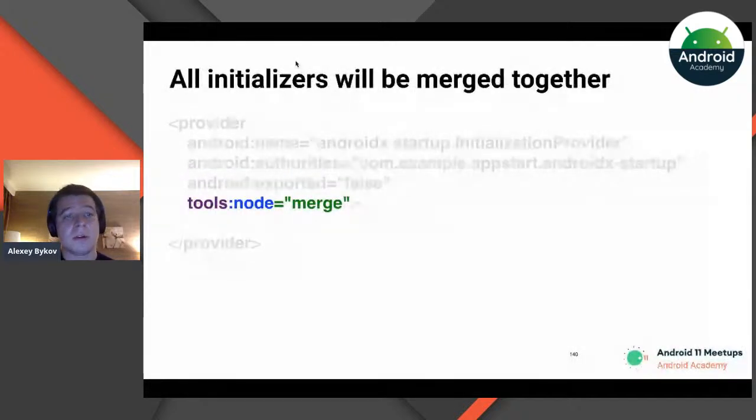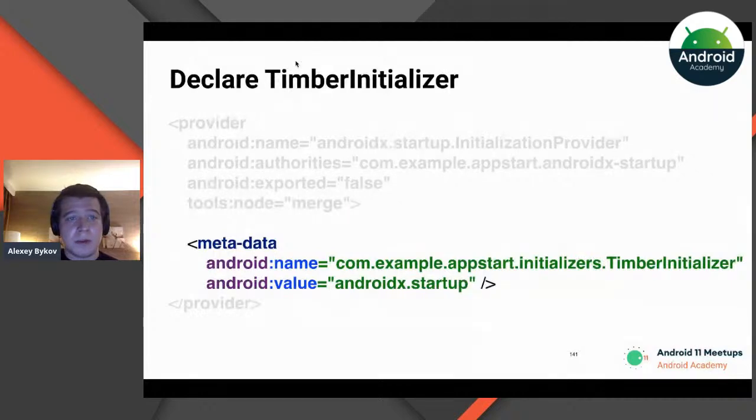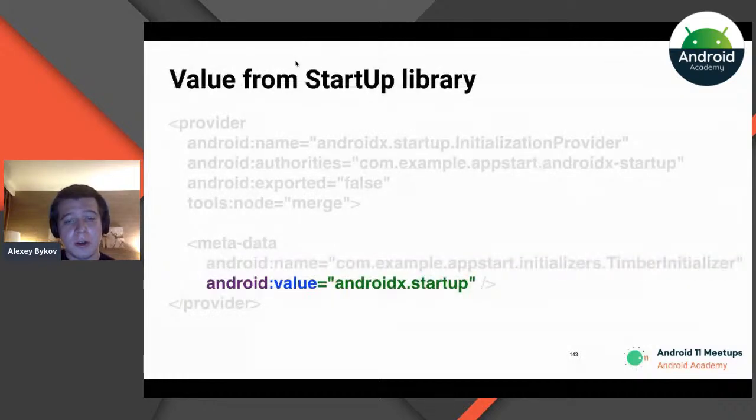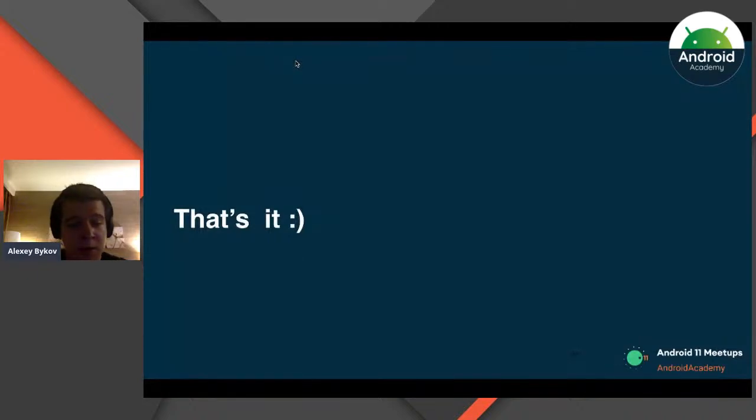It means that the initializers, which will be located after, will be initialized inside this content provider. And after that, let's define our Timber initializer. Pretty much the same. It is actually metadata with the path to our class, our package. And the value should be constant for each initializer, and it should be androidx.startup. And guys, that's actually it, and it will work.